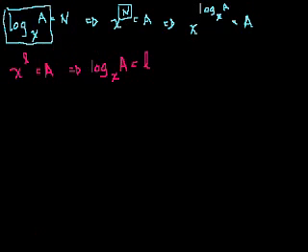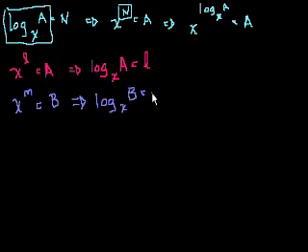I just rewrote what I wrote on the top line. Now let me switch colors. If I were to say that x to the m is equal to b, same thing, I just switched letters, that just means that log base x of b is equal to m, right? I just did the same thing that I did in this line. So let's just keep going and see what happens.